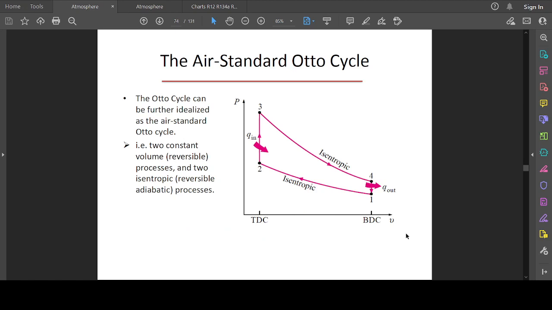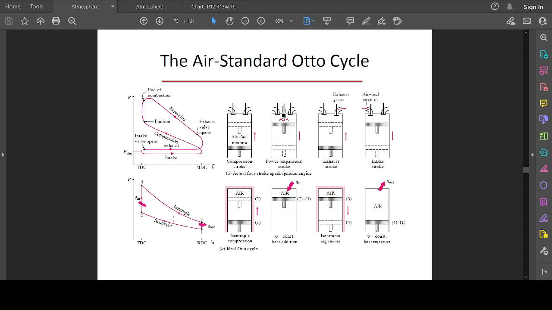So if we are to use an Air-Standard Otto cycle, then we can represent it on this. We have the two constant volumes at stages 2 to 3 and 1 to 4. And we have our two isentropic reversible adiabatic processes between 3 to 4 and 1 to 2. So if we are to rewrite it for the piston and air, like we've established on the previous slides, then the process will look like this.